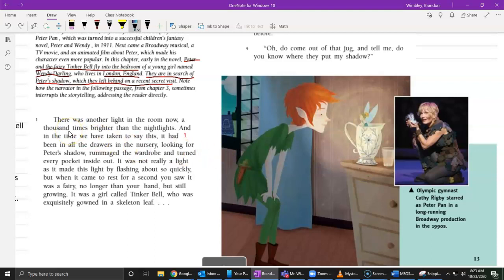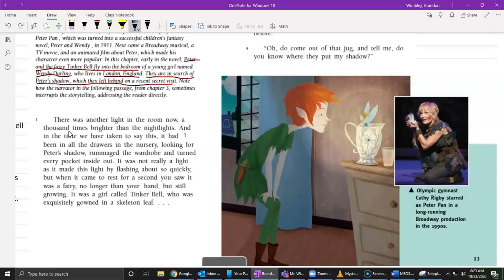Paragraph 1. There's another light in the room now, 1,000 times brighter than the night lights. And in the time we have taken to say this, it had been in all the drawers in the nursery, looking for Peter's shadow, rummaged the wardrobe, and turned every pocket inside out. It was not really a light, as it made this light by flashing about so quickly, but when it came to rest for a second, you saw it was a fairy, no longer than your hand, but still growing. There's a girl called Tinkerbell, who is exquisitely gowned in a skeleton leaf.